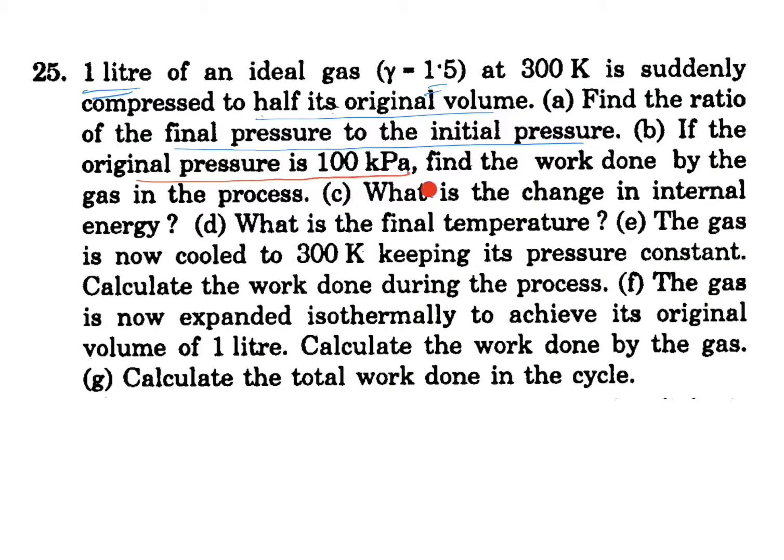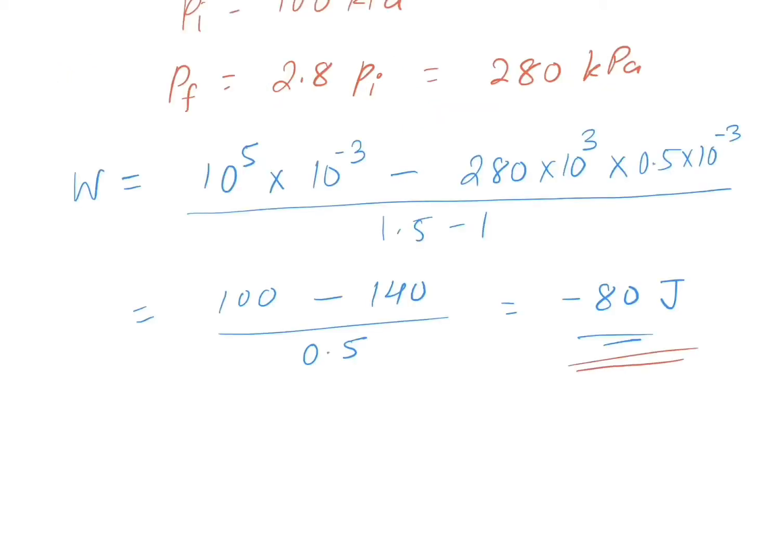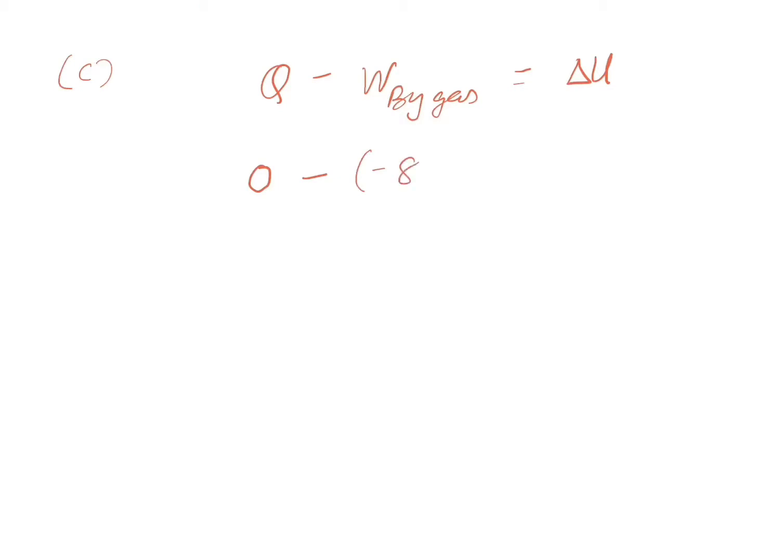Now the question is asking what is the change in internal energy. Okay. So for part C, we need to find the change in internal energy. So according to first law of thermodynamics, heat supplied minus work done by gas is equal to change in internal energy. Since it's adiabatic process, heat supplied is 0 minus work done by the gas we just calculated, minus 80 joules. Minus 80 equal to delta U. So we obtain delta U is equal to 80 joules.